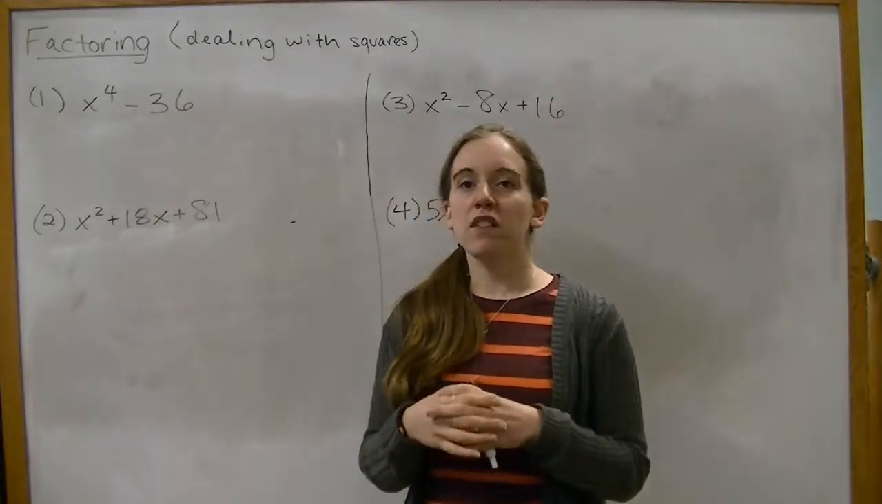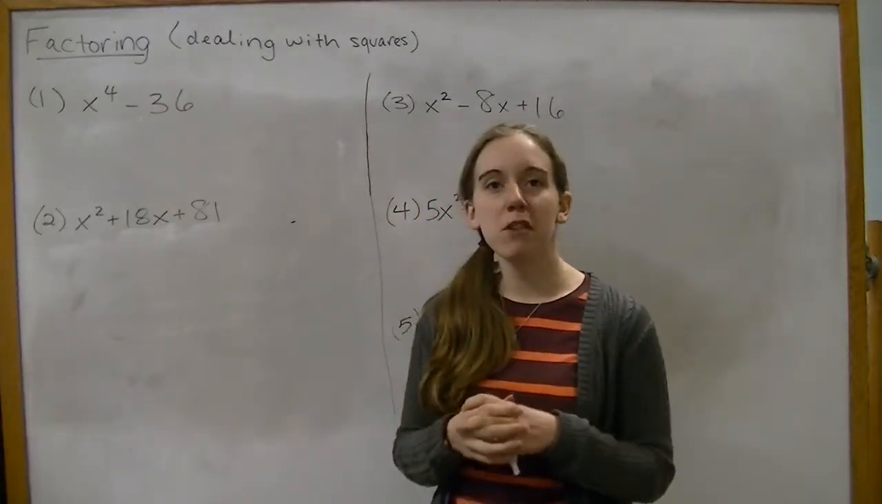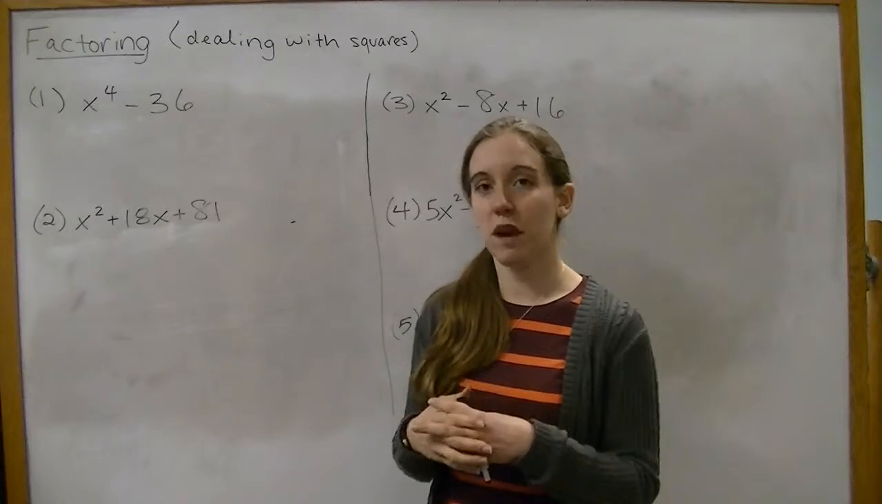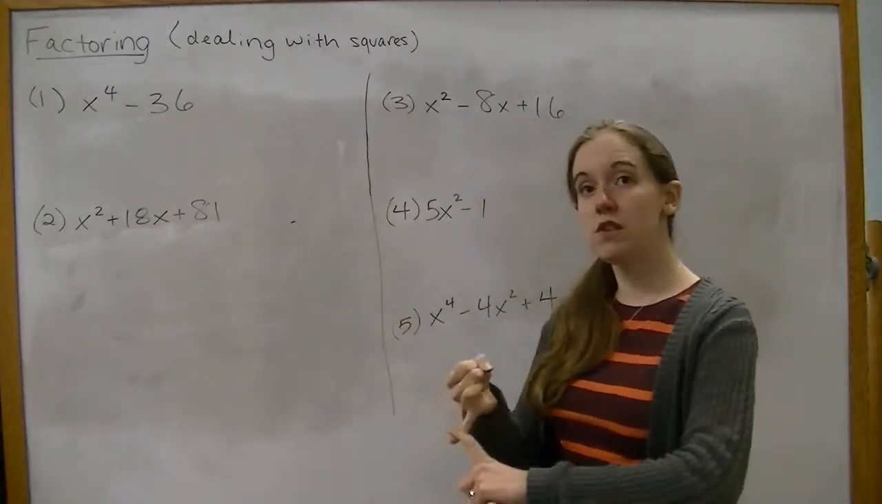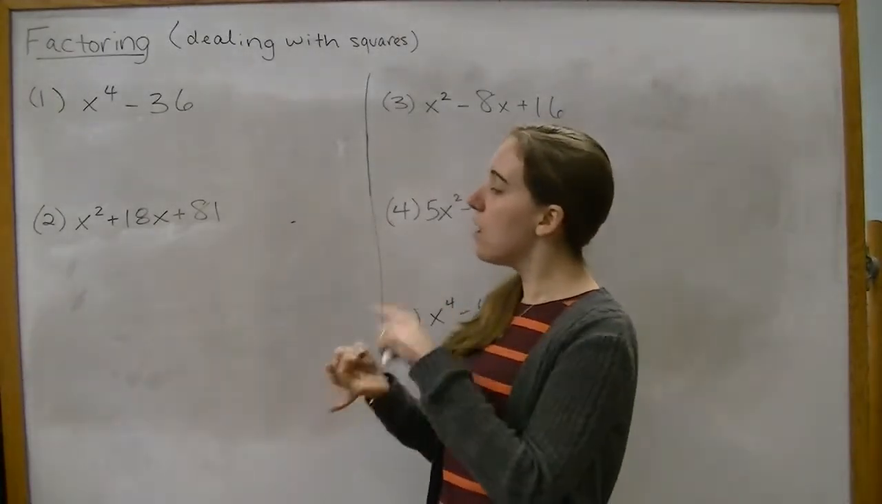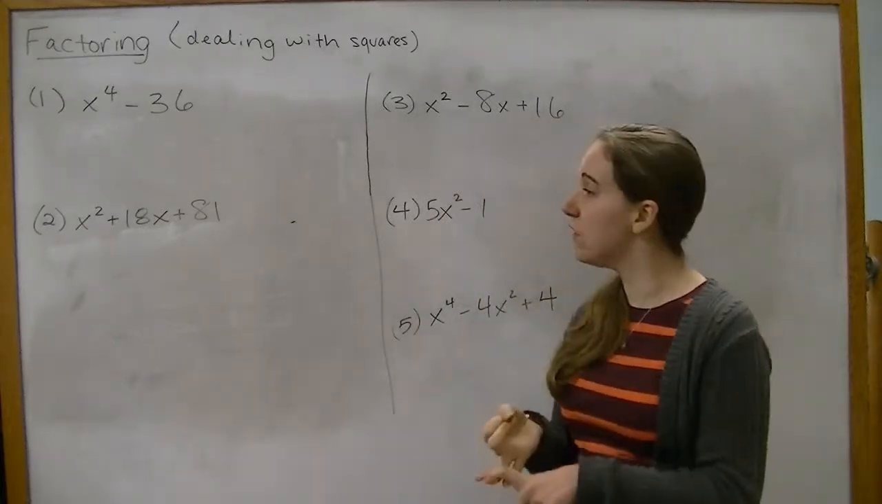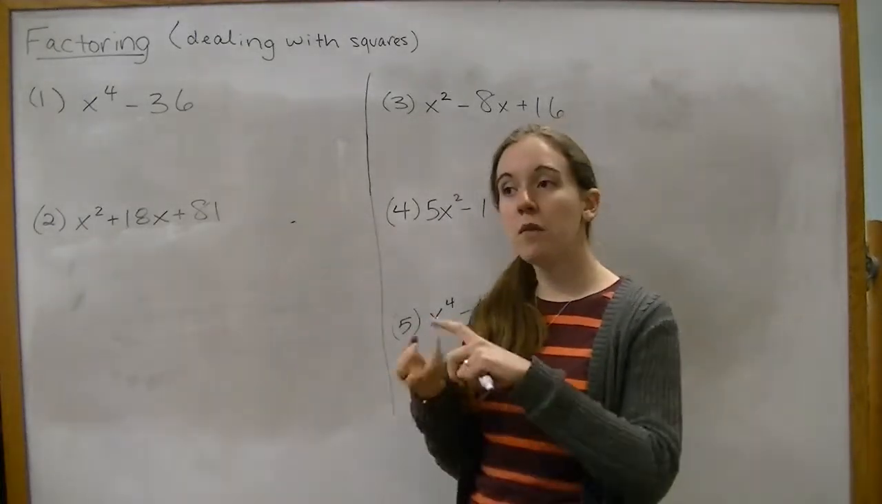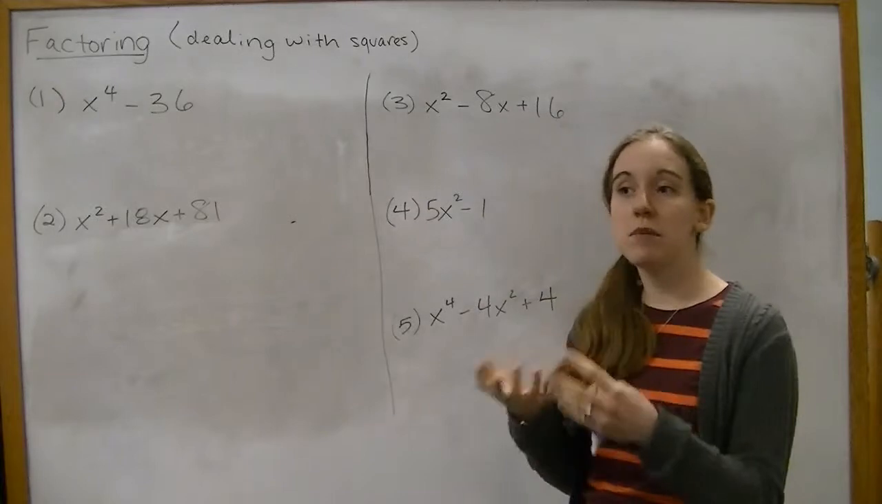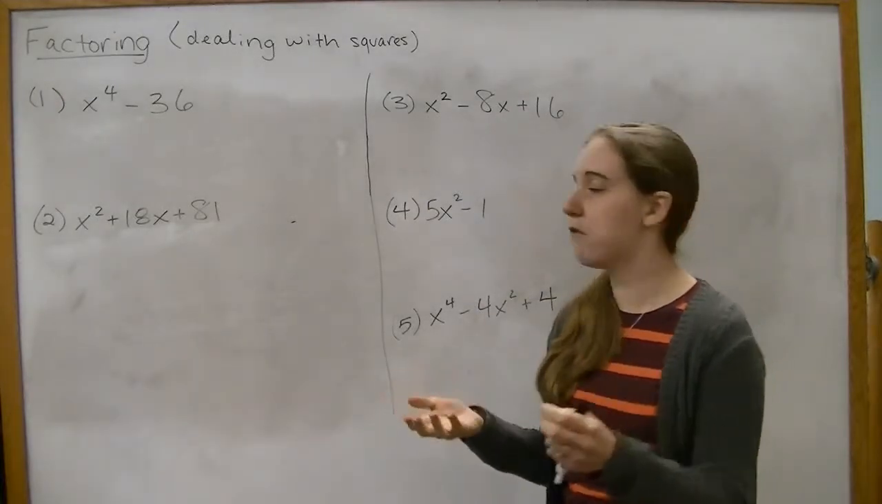Let's take a little while to look at some examples of factoring, especially the kinds that involve squares. So we can take the difference of two squares and factor it. We can factor some things into a perfect square, and we can use that to then complete the square if it doesn't fit the right form.